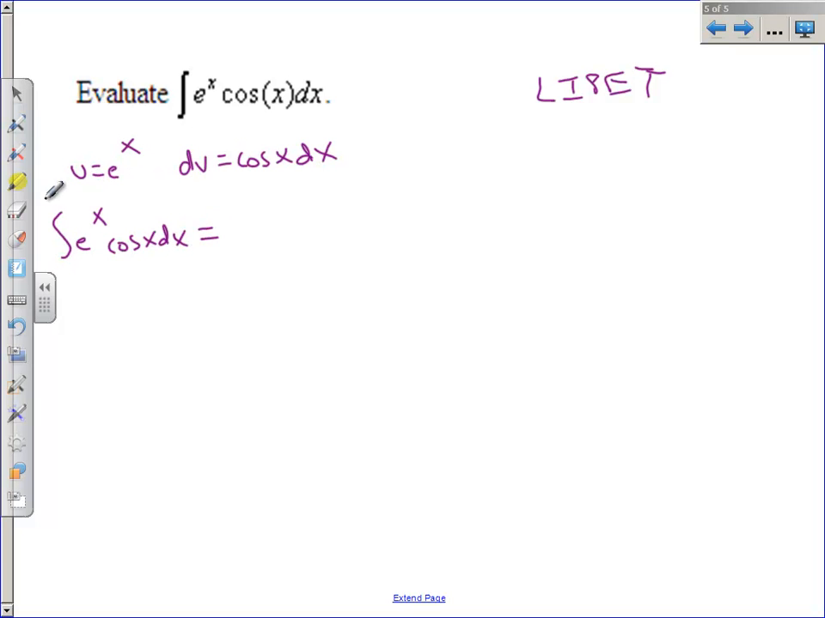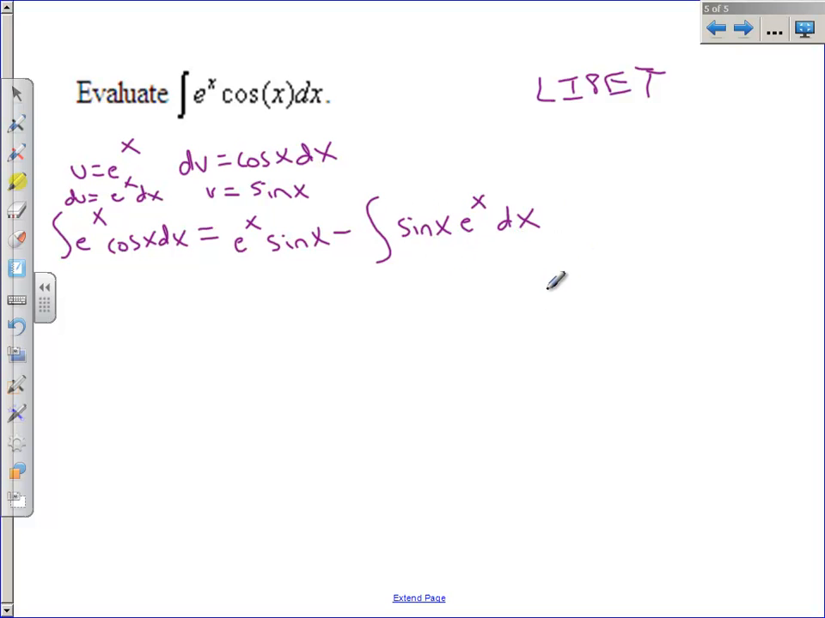All right, so what do I need here? I need my du, which is e to the x dx. And what's my v? What's the integral of cosine? Well, that's sine. Okay, so my integral is uv, e to the x sine x, minus the integral of v du, sine x e to the x dx. Okay, with the previous examples, once I got to this part right here, I could integrate this side. But look what I have. I have an integral that's just like that one. So I'm going to have to use integration by parts again with this.